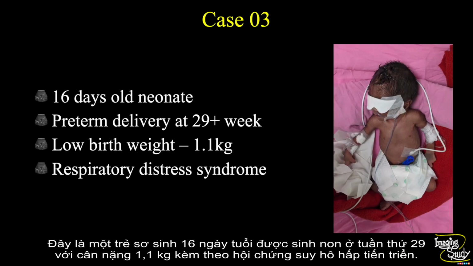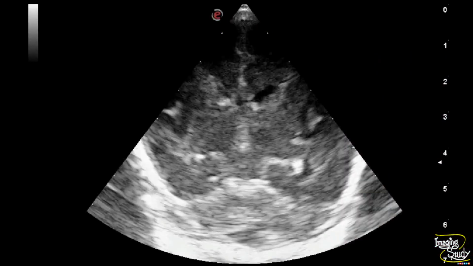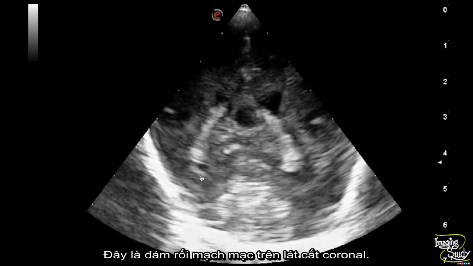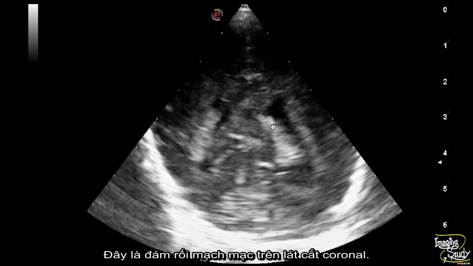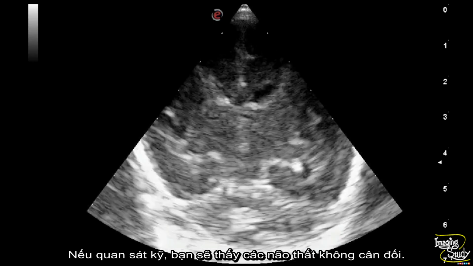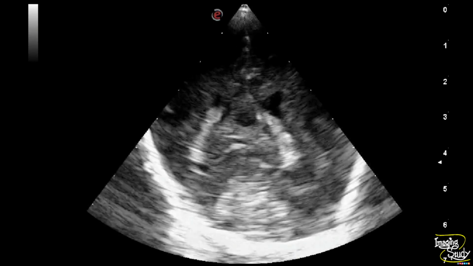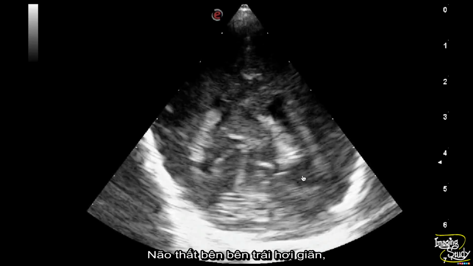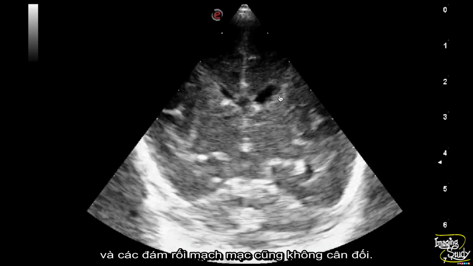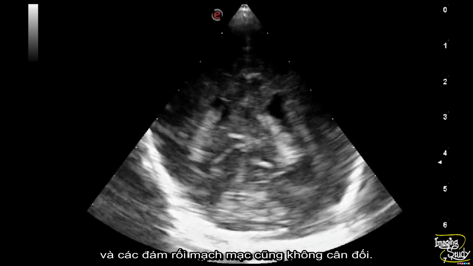This is a 16 days old neonate with preterm delivery at 29 plus weeks with a low birth weight of 1.1 kg and respiratory distress syndrome. These are the choroid plexus in coronal section. If you check carefully, the ventricles are asymmetrical. The left lateral ventricle is slightly dilated. And if you look at the choroid plexus, they're also asymmetrical.